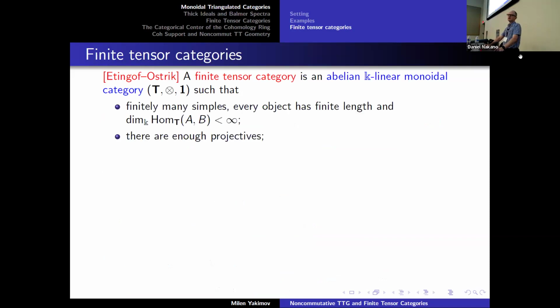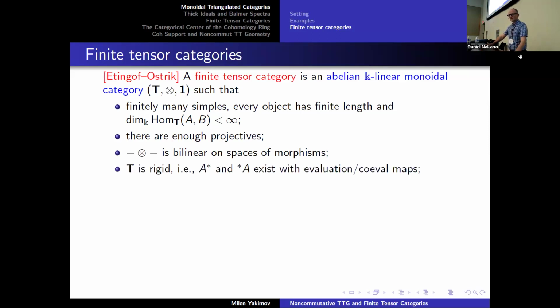First, finiteness means that there are finitely many simple objects. Every object has finite length, a finite Jordan-Hölder series, and the Hom spaces are finite dimensional, and also there are enough projectives. When you look at these conditions, they simply mean that this is the module category of a finite dimensional algebra. But that finite dimensional algebra does not have to be a Hopf algebra. So we insist that there is a tensor structure which is bilinear on spaces of morphisms. We insist that every object should have a left and right dual, whatever this means. We can imagine some natural axioms in terms of evaluation and coevaluation maps. And that the endomorphism ring of the identity object is simply reduced to the base field. Right.